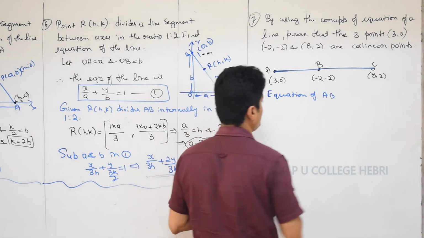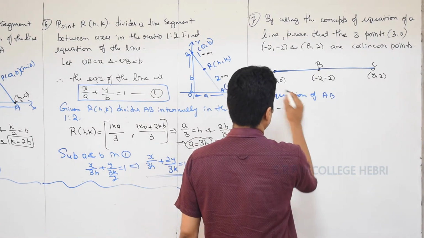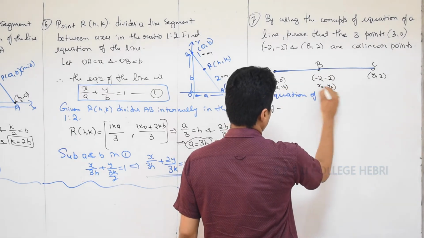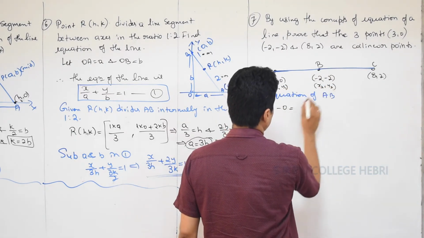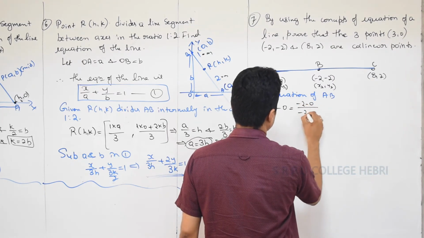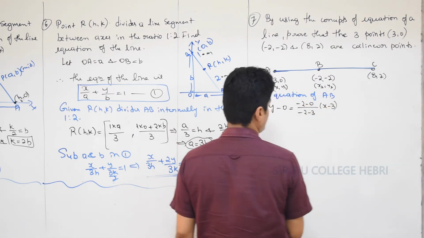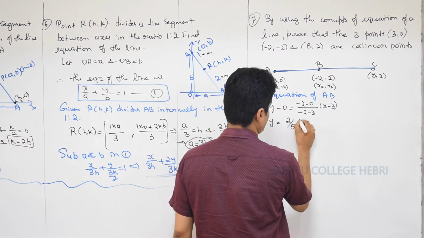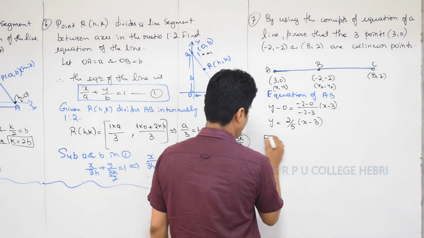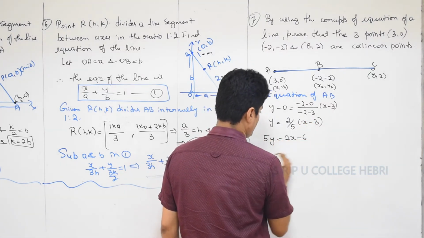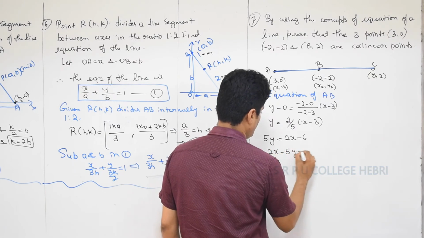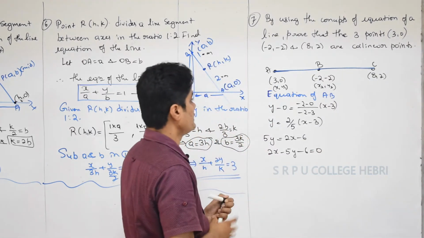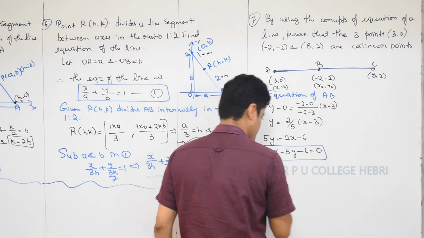What is the equation of AB? y minus y1. Okay, A is x1 y1, this is x2 y2, and y minus y1, that is y minus 0, is equal to minus 2 minus 0 by minus 2 minus 3 into x minus x1. That is y is equal to the minuses cancel, 2 by 5 into x minus 3. So 5y is equal to 2x minus 6, that is 2x minus 5y minus 6 is equal to 0. This represents the equation of AB.